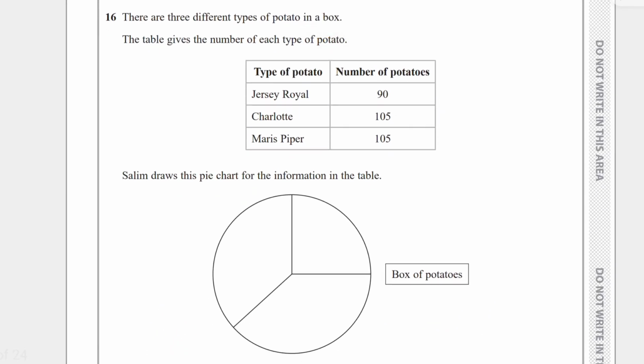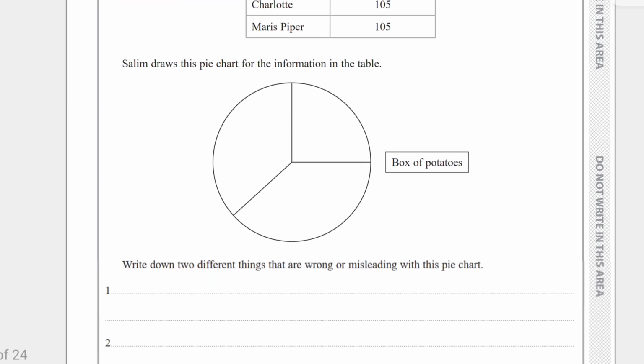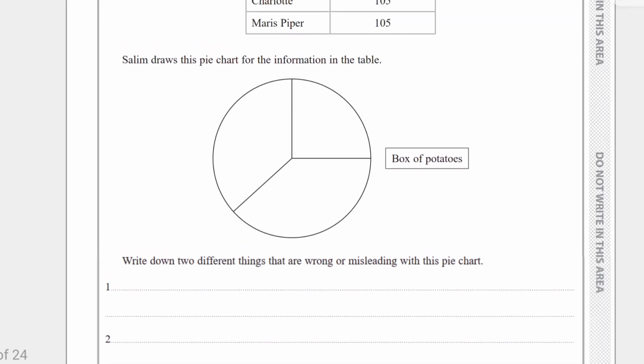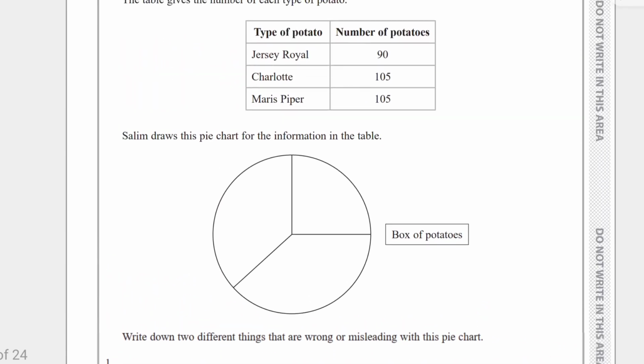Question 16. There are 3 different types of potato in a box. The table gives the number of each type of potato. Salim draws the pie chart for this information. Write down 2 different things that are wrong or misleading with this pie chart.